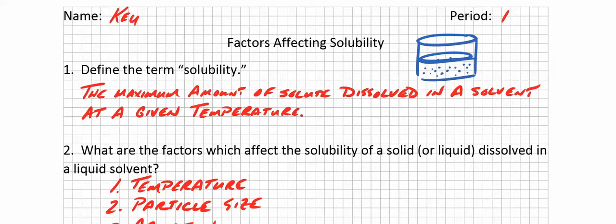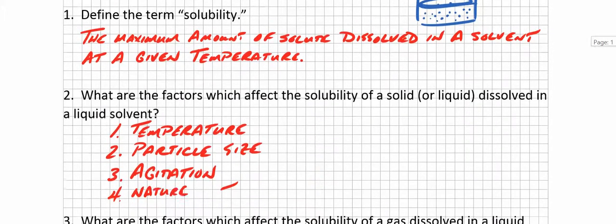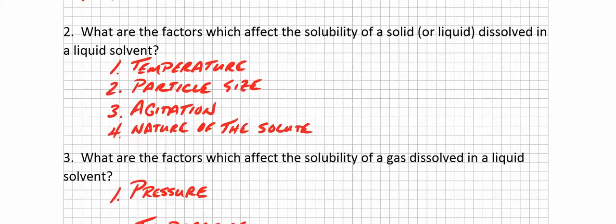Well, that's called the solubility, and it's dictated by a number of different things, but mainly it's affected by the temperature. Well, we're going to see that the warmer the temperature, the more solute that can be held by the solvent. But we'll start with our definition, and we're going to go on now to number 2, which asks us to list the factors which affect solubility of a solid or liquid. We mainly talk about solids dissolved in liquids, but liquids can be dissolved in liquids. And we'll talk about that example in just a moment.